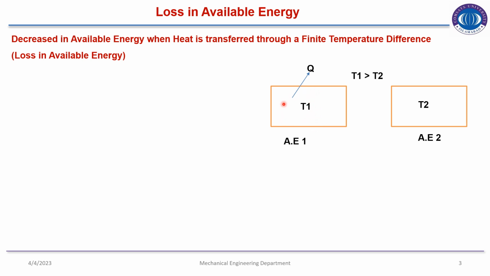So whenever a certain amount of heat is rejected, for example, the arrow suggests that heat is exiting the body. So Q amount of heat is exiting the body, and as you see, the temperature of the body is decreased. So whenever a certain amount of energy gets ejected from a body, the temperature of a finite body will always decrease.